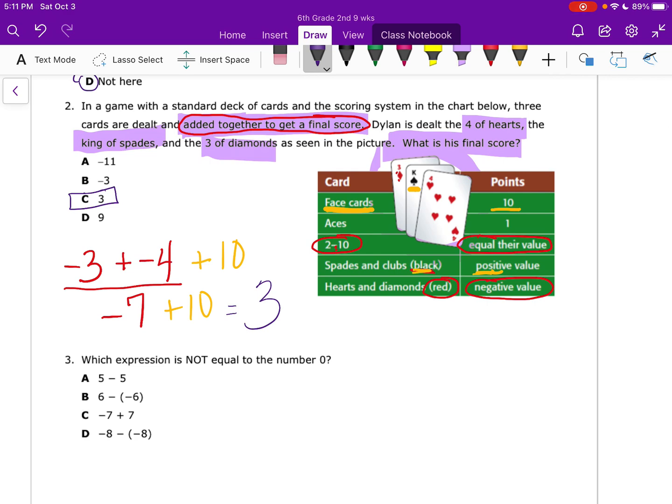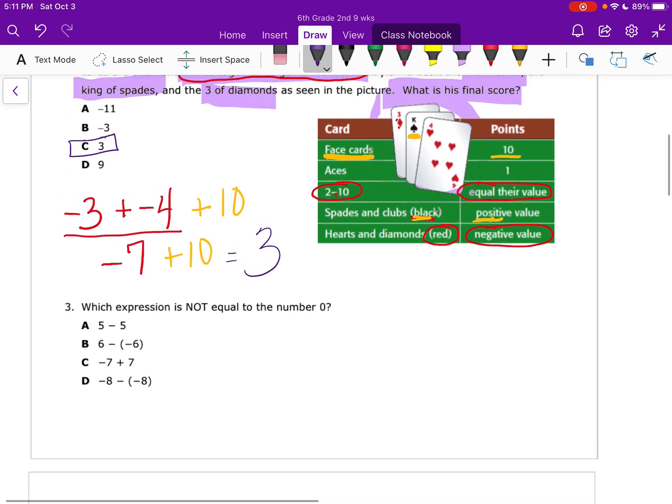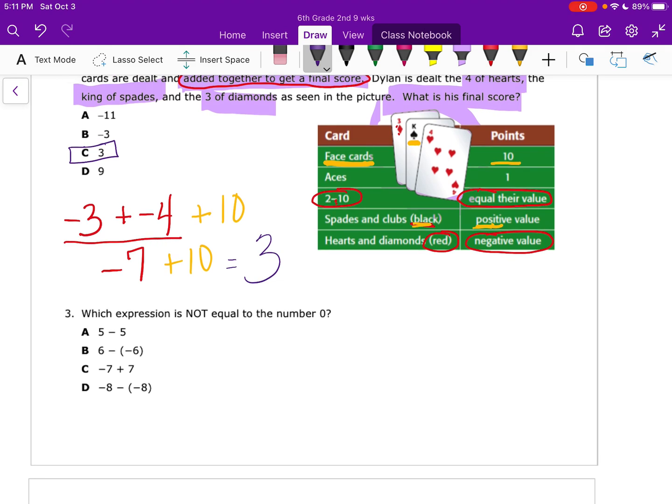All right, number 3. Number 3 says, which expression is not equal to the number 0?